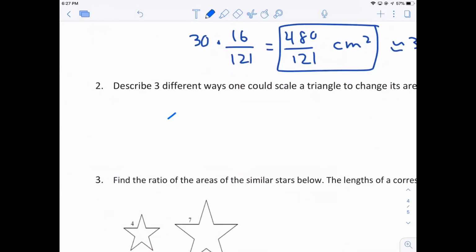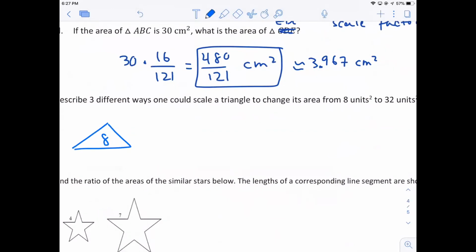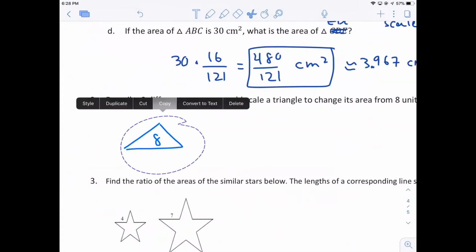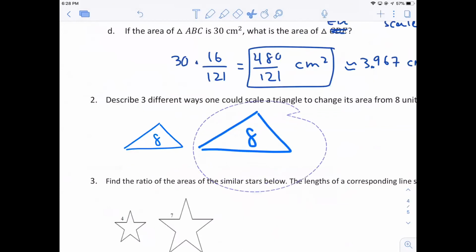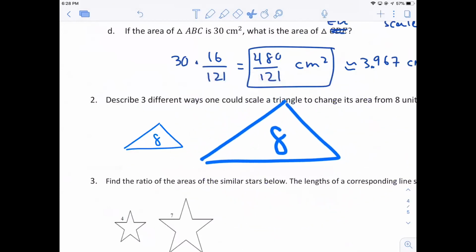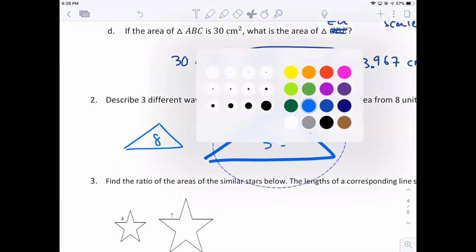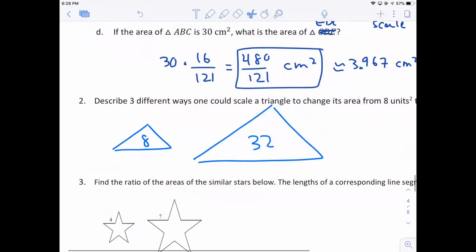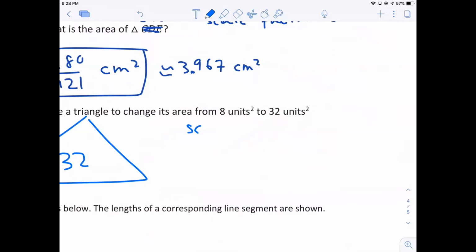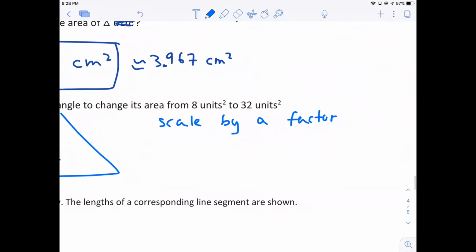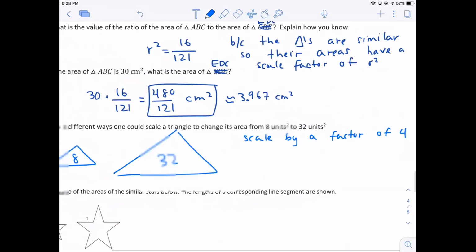So we got a triangle. Any triangle will do. The area is 8. How can we get a triangle with an area of 32? Well, I noticed area of 32 is times 4. So I could scale it by a factor of 4. Sorry, not 4, by a factor of 2, right? So when I scale by a factor of 2, the area will get multiplied by a factor of R squared. So I could scale by a factor of 4. And that's all we need to say.